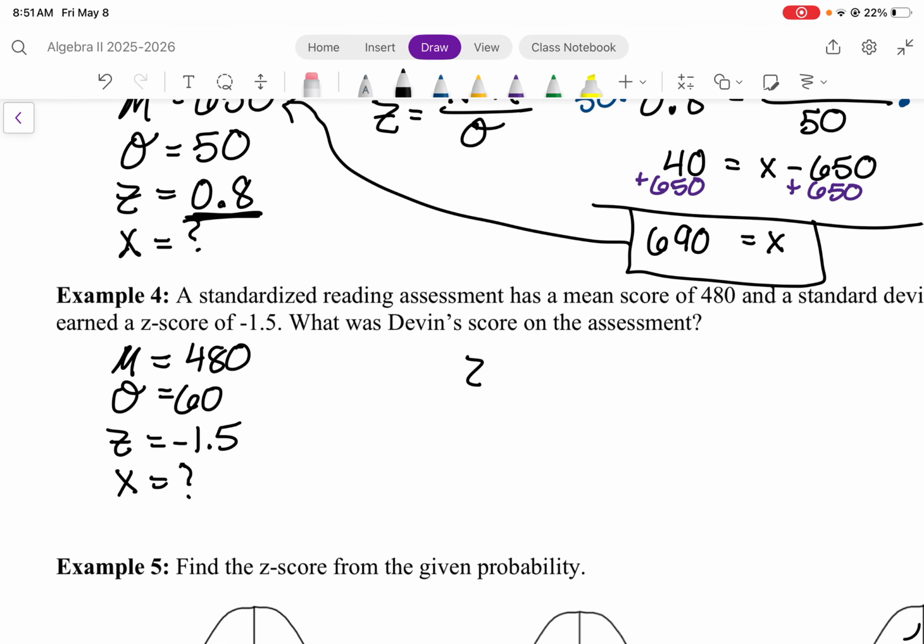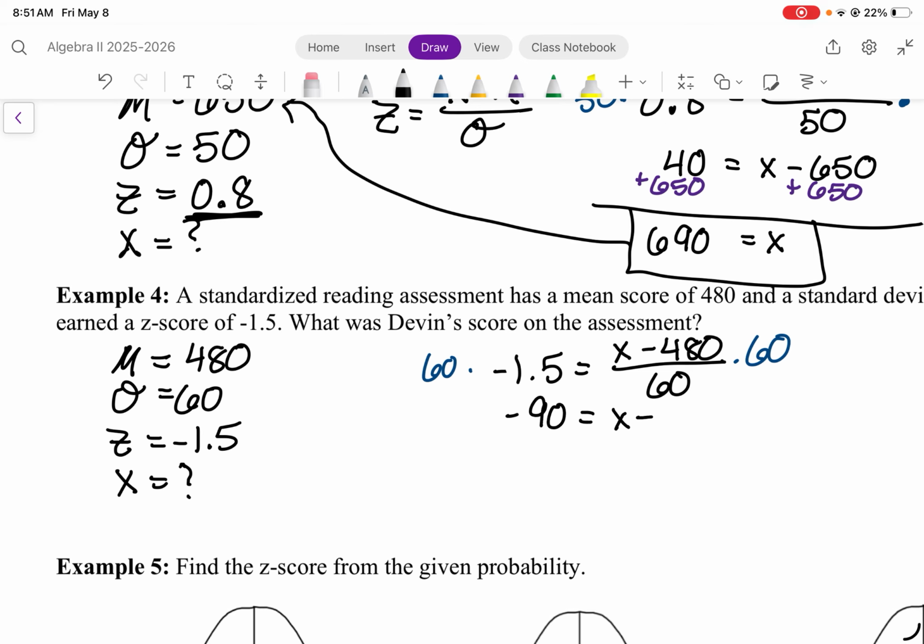All right. When you set it up, you should have had the z-score negative 1.5 equal to x minus 480 all over 60. And this one, the z-score was negative, so our answer for x should be less than the average of 480. So you should have started by multiplying both sides by 60. That will give us negative 90 on the left side equals x minus 480. And then we'll add the 480 to both sides, and that gives us his test score of 390 equals x.